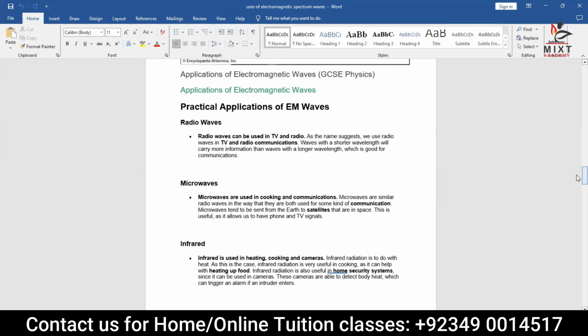Microwaves are used in cooking and communication. Microwaves are similar to radio waves in the way that they are both used for communication. Microwaves tend to be sent from Earth to satellites that are in space. This is useful as it allows us to have phone and TV signals.